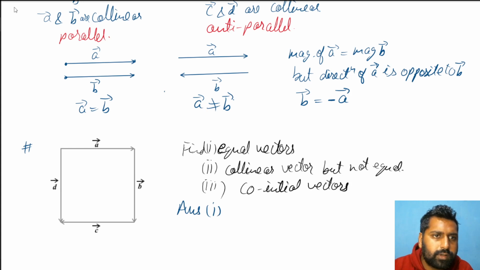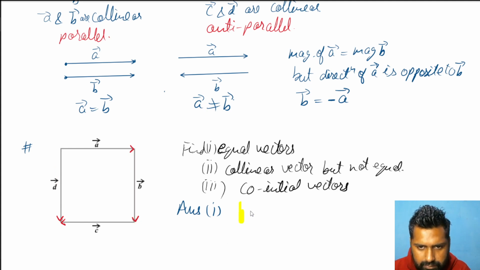Equal vectors. So first of all, let me clearly mark the arrows. This is A vector, this is B vector, this is C vector, this is D vector. So first is equal vector, so the length should be same. It is pretty much looking like a square, so all the lengths are equal. All we have to look for is same direction. Now if we look at these two vectors, your B vector is downwards, your D vector is also downward. So both of them have same direction and same length, so they are equal. So I can say that B vector is equal to your D vector.